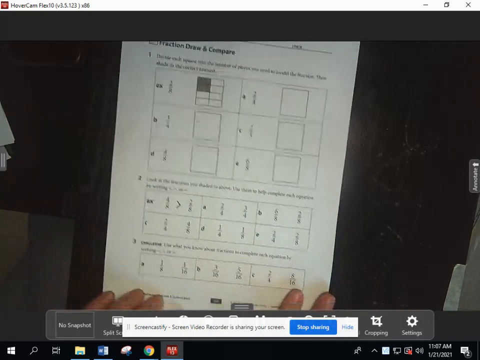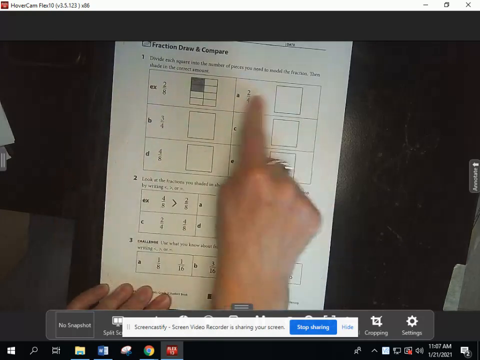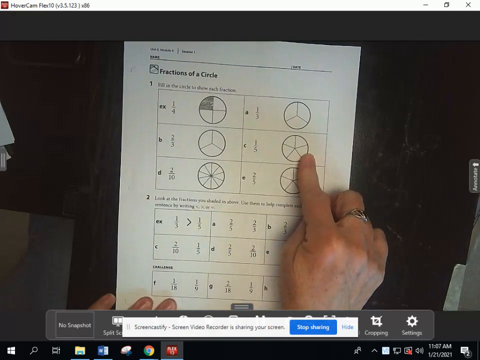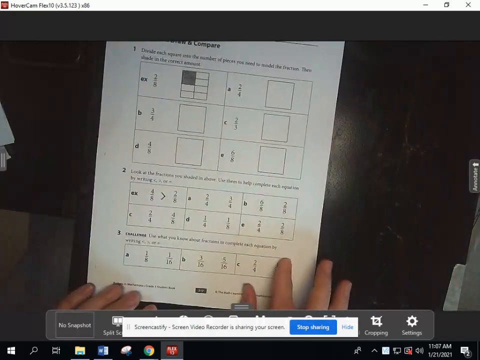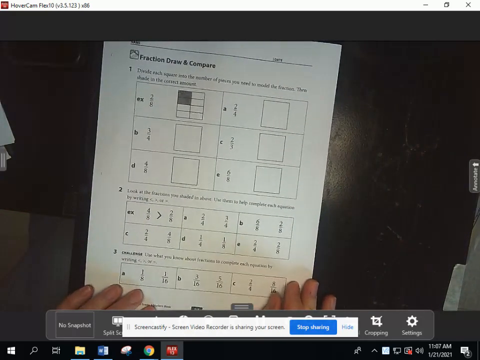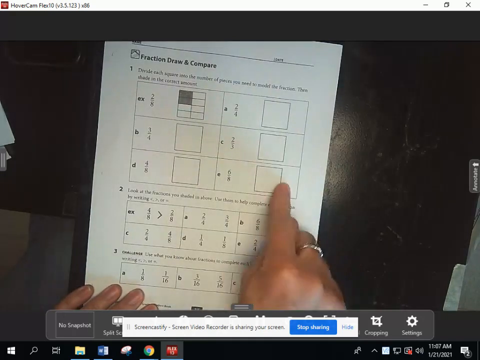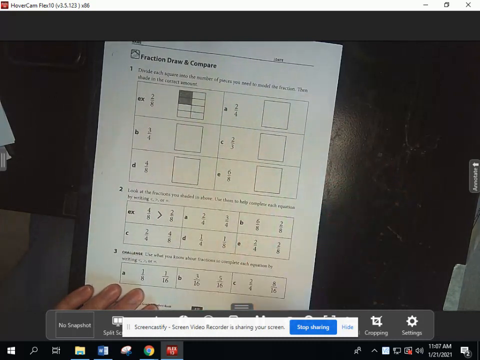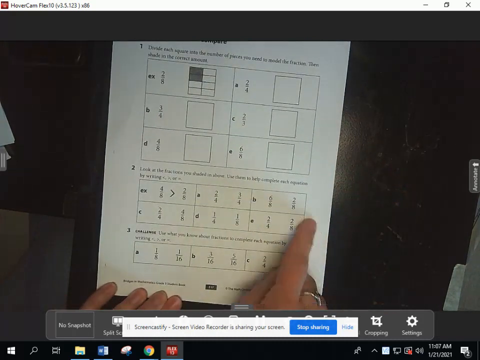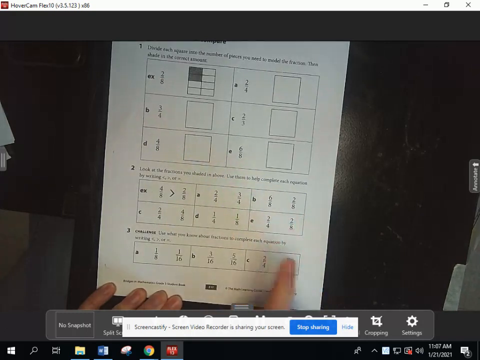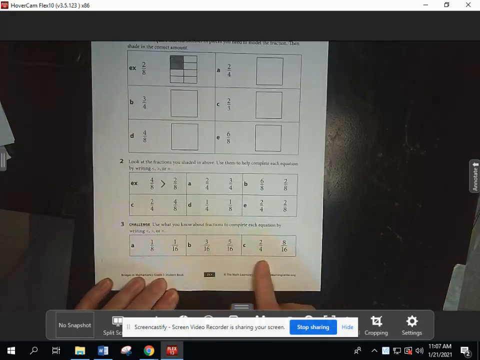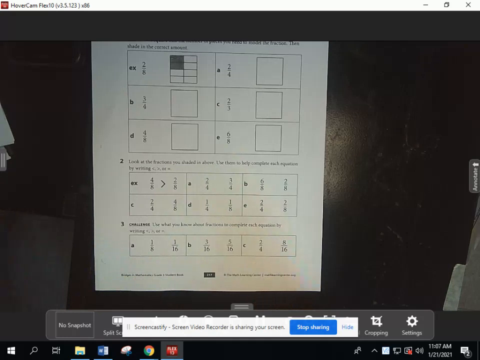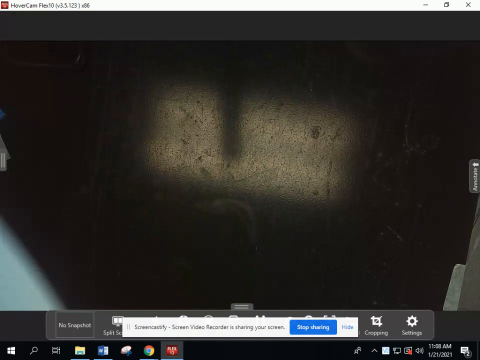Okay, other side. Now they're asking you to shade, to draw and compare. So this side was already divided for you. This side is not. You have to divide it. So you have the squares, and you need to divide it into 4ths, 3rds, or 8ths. And then you're going to fill in this with less than, greater than, or equal to, and you're going to do the challenge. I'm expecting that this should take everyone at home and everyone here no more than 10 minutes.